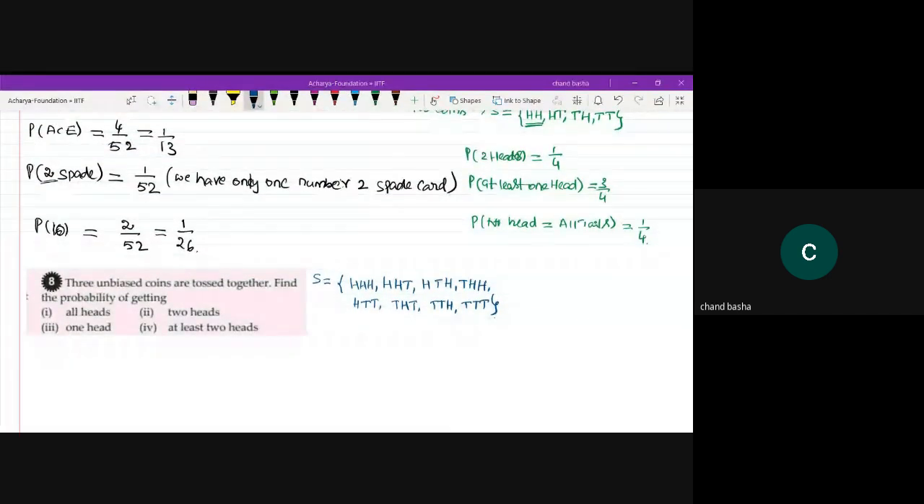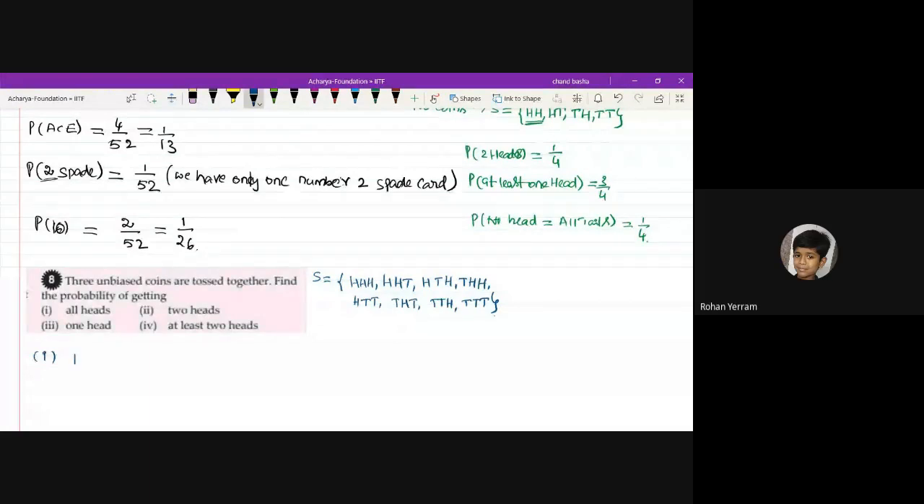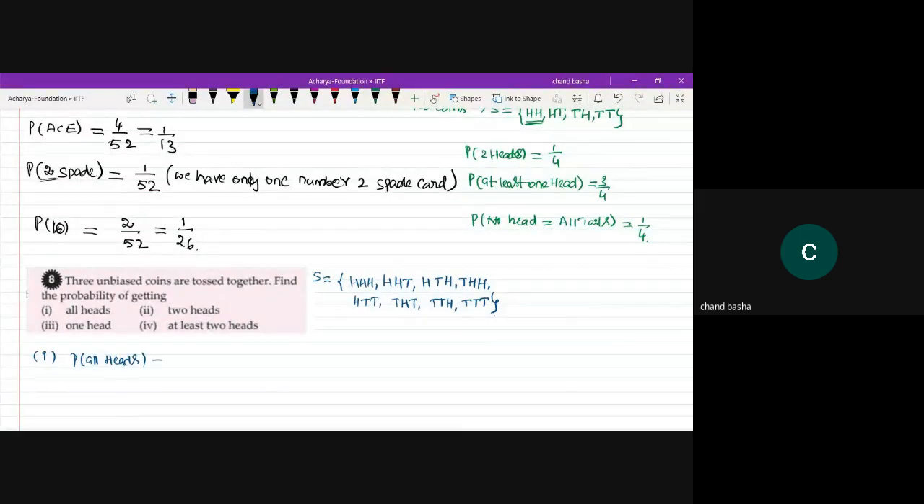Vikram, I think you have completed all heads. Girish, once can you explain the first one? I could not understand this question. All heads means 1 by 8. Only one possibility.